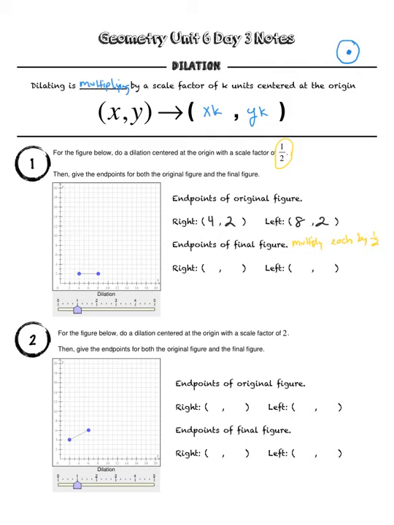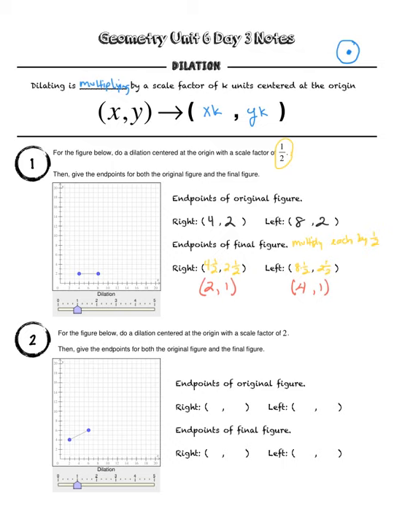So let's do a little math and then we'll give the answer. This is 4 times 1/2, comma, 2 times 1/2. The left one is 8 times 1/2, comma, 2 times 1/2. There's a multiplication symbol in there. So your final answer is, well, 4 times 1/2 is 2. 2 times 1/2 is 1. And then 8 times 1/2 is 4. 2 times 1/2 is 1. Okay, those are your final coordinates.